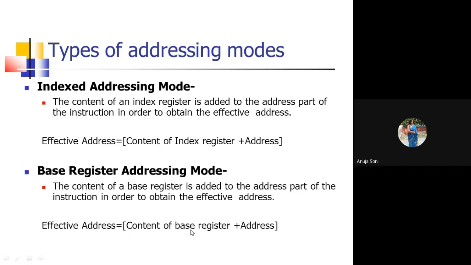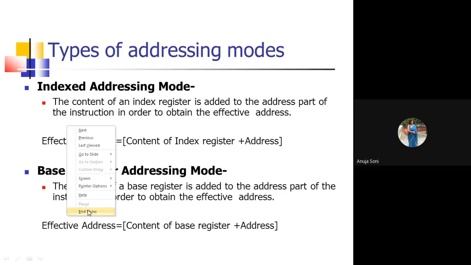So you are saying that in question number 2, a base register is given consisting of some value. That value will be added to the address part of the instruction in order to calculate the final value of the effective address. Is that okay? Now I am coming to the back exercise.